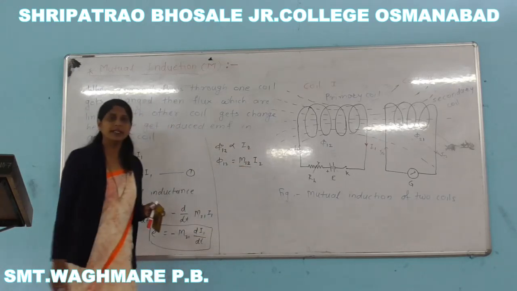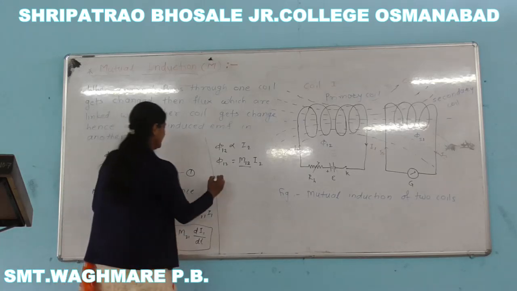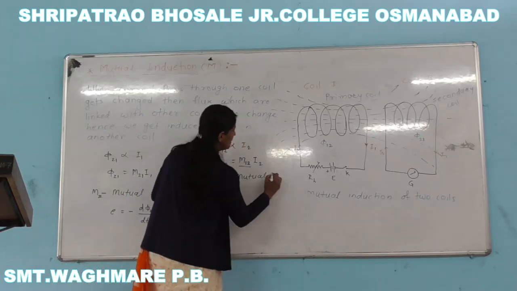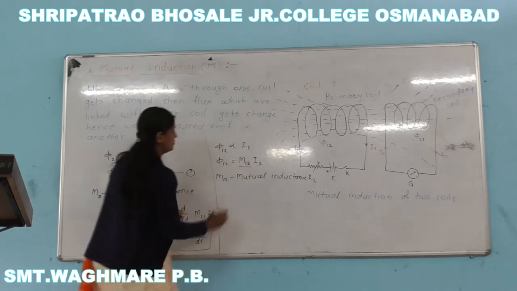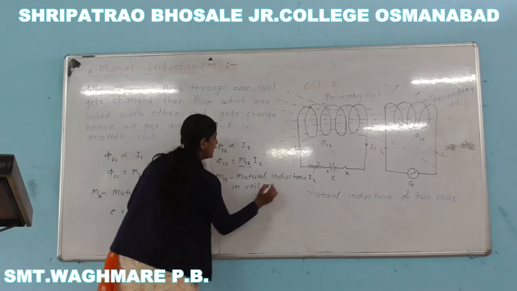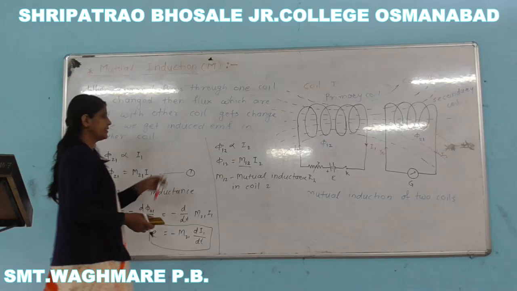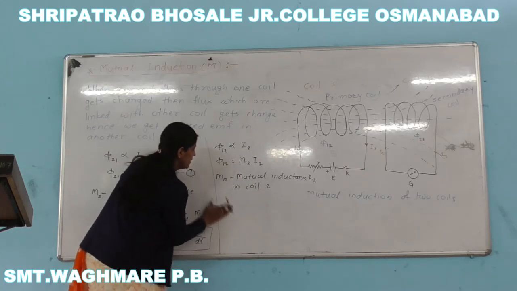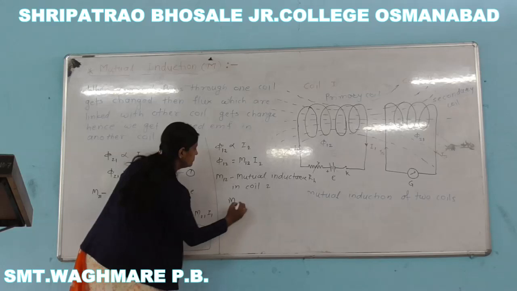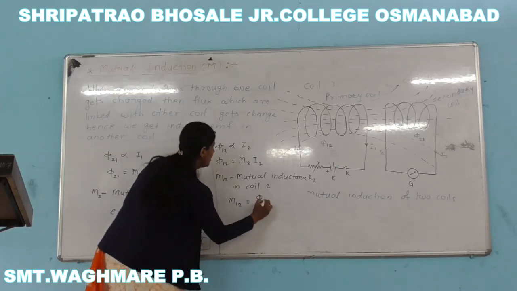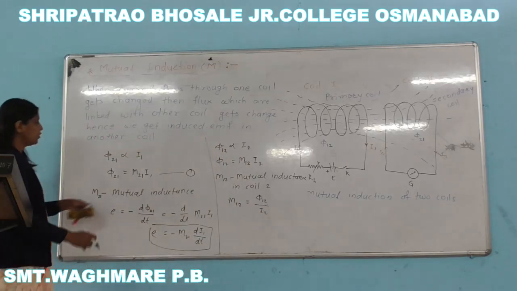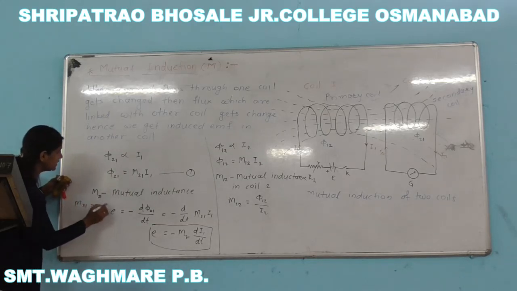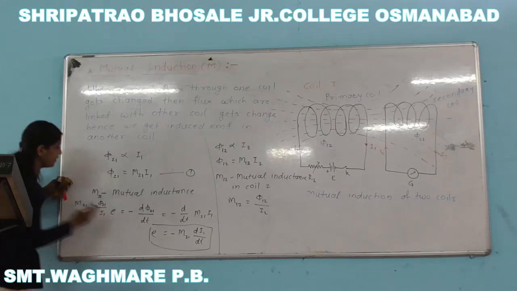This M12 is known as the mutual inductance in the second coil. Therefore, from this equation, the mutual inductance can be given by M12 is equal to phi12 upon I2. Here also, the mutual inductance M21 is equal to phi21 upon I1.